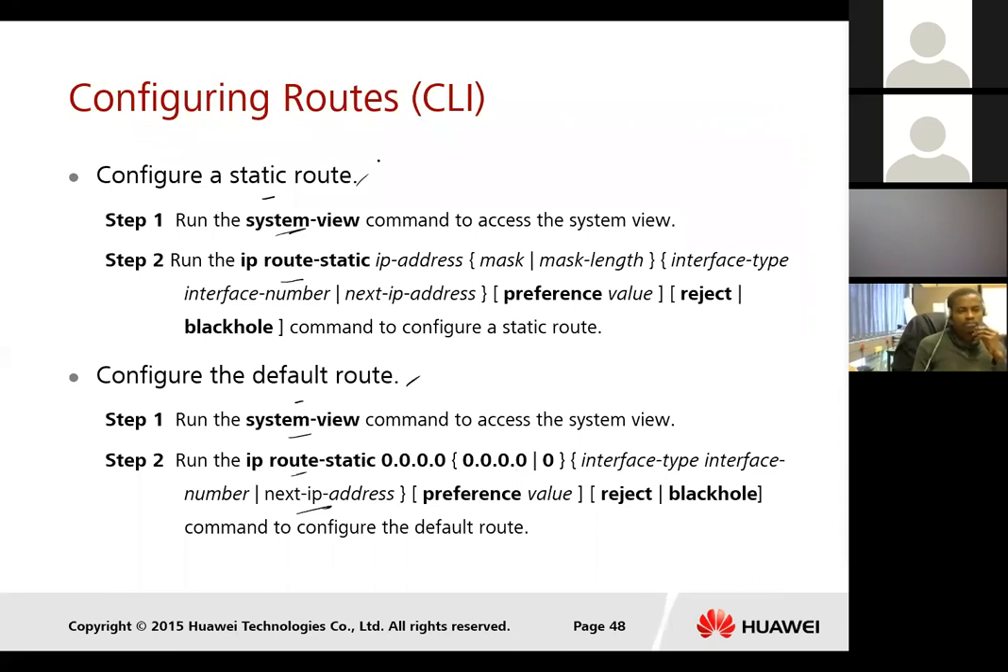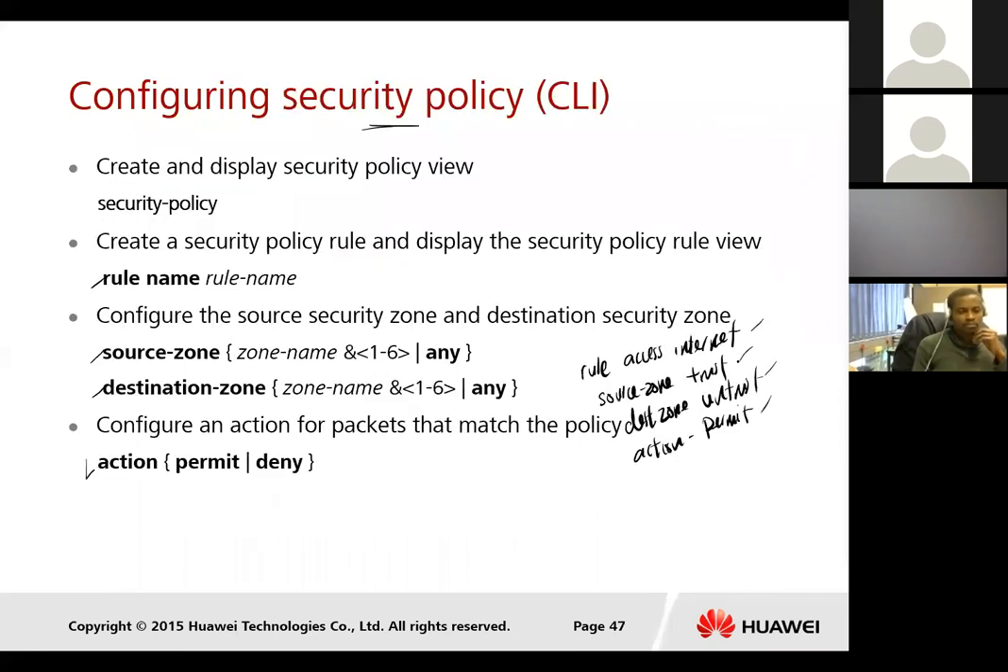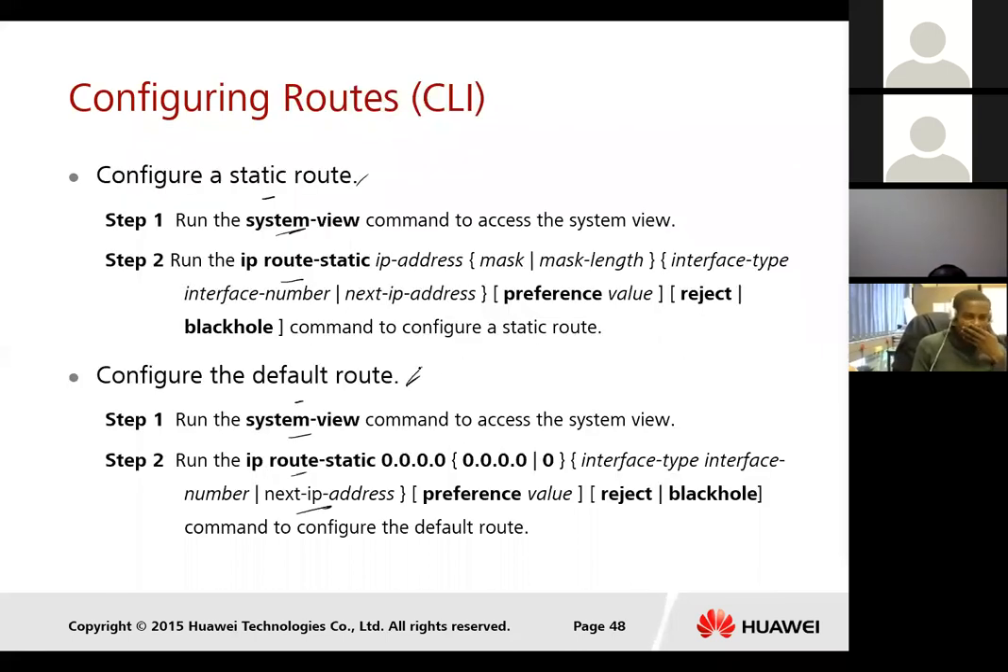So for you to access the interconnection network from source to destination, let's say from trust to untrust, how do you go to the untrust? Normally, you should have one default route for you to access out from your network. Okay, this is how we are going to configure the route.